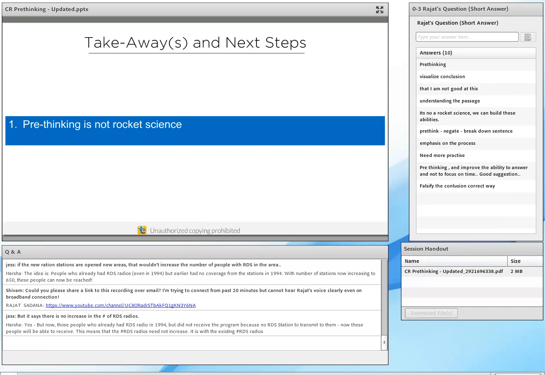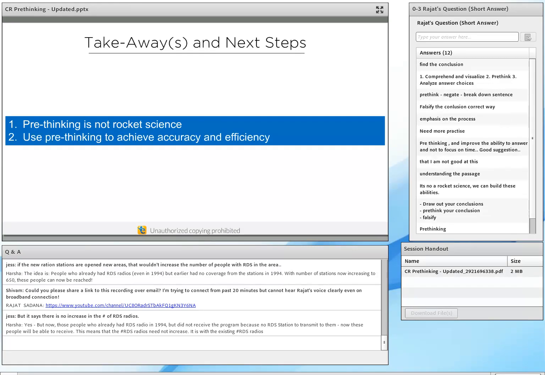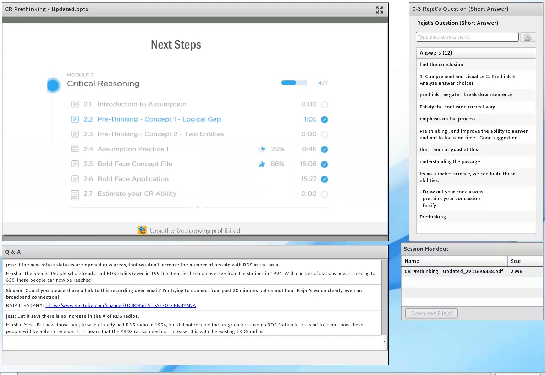Make sure you understand this. Pre-thinking is not rocket science. And if you can use pre-thinking, you achieve two things: one is accuracy, the second is efficiency.